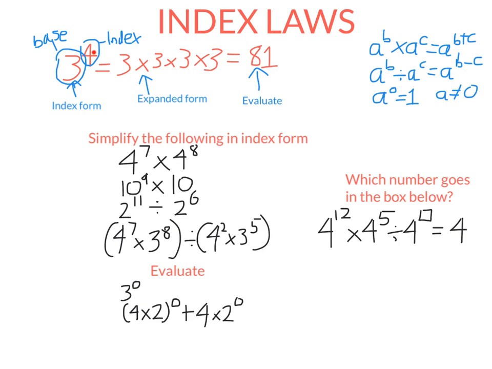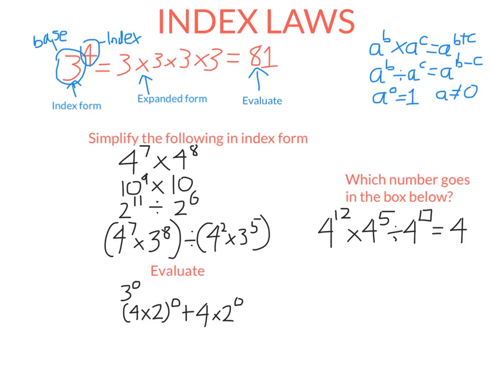This number here, the index or the power, tells you how many times you multiply this number by itself. So this is 3 to the power of 4. Because it has an index, because it's something to the power of something, it's called index form. Writing out 3 times 3 times 3 times 3 we call expanded form. And if you were asked to evaluate 3 to the power of 4, evaluate means give the answer. 3 to the power of 4 is actually equal to 81.